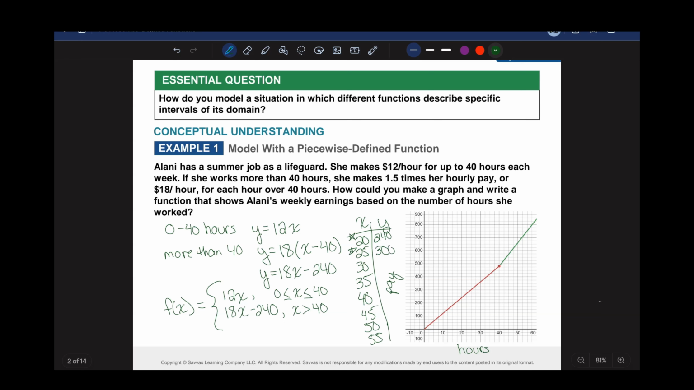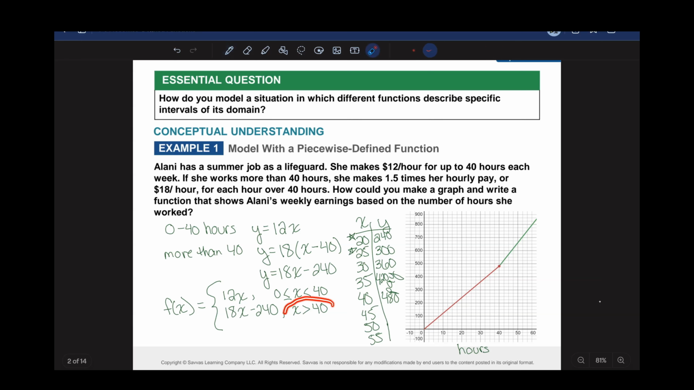So I keep going down. 30 also fits into that same piece, so I plug that in and get 360. 35 also fits in that piece, that's 420. 40, I have to think about this because 40 is listed on both of these pieces. I see that this is less than or equal to 40, and this is greater than. Since the equal to is on the top equation, I will use the top equation. So I plug in, 40 times 12 is 480. And then I get to 45, but 45 is greater than 40.